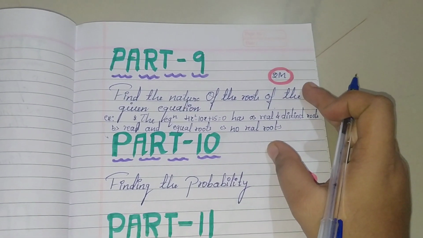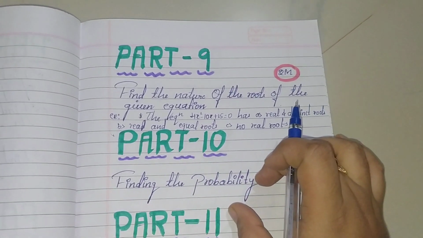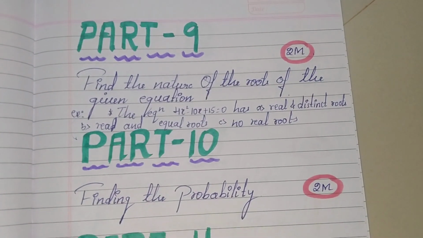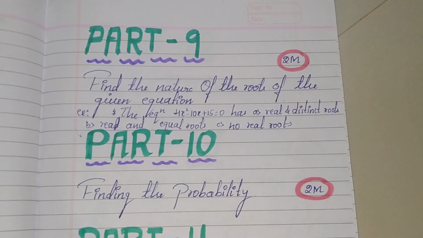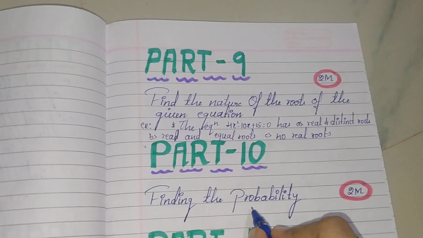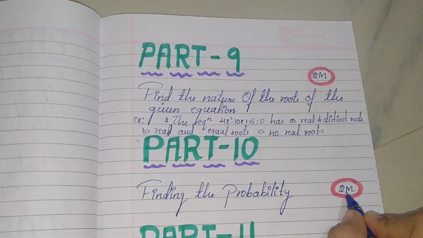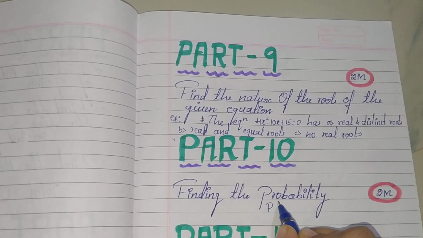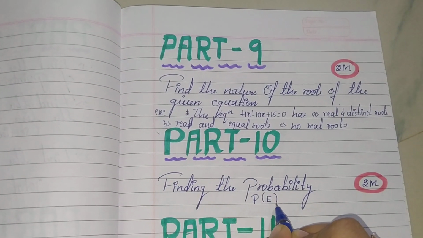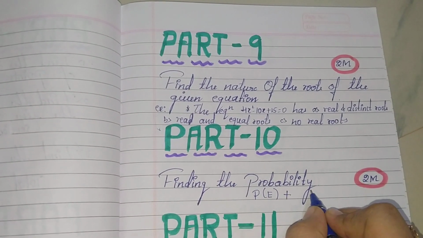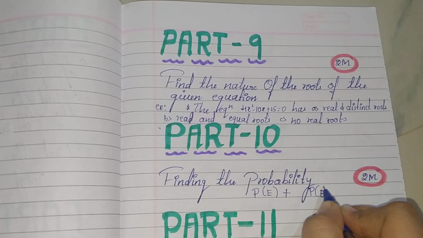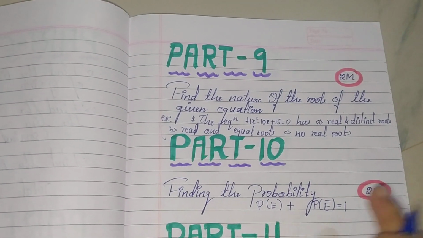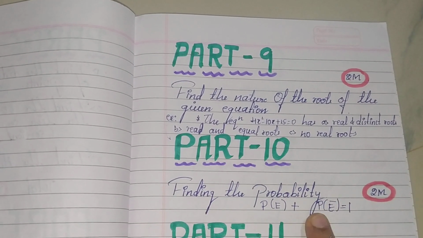The next thing is finding the probability, part 10. From this also you are going to get 2 marks if you practice some of the problems from probability. Mainly some of the problems will occur from this formula, that is P of E plus P of not E is always equal to 1. Just keep it in mind in this formula.